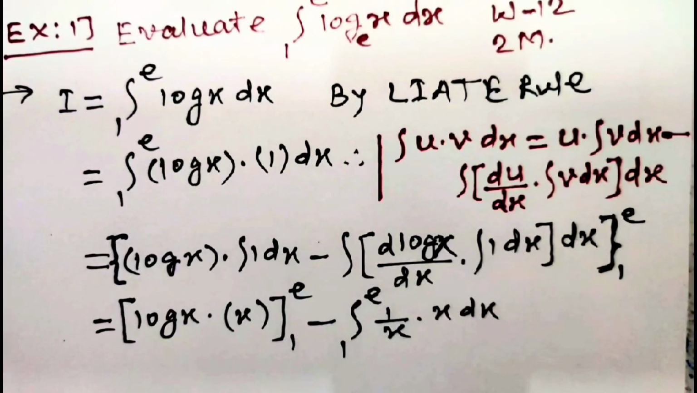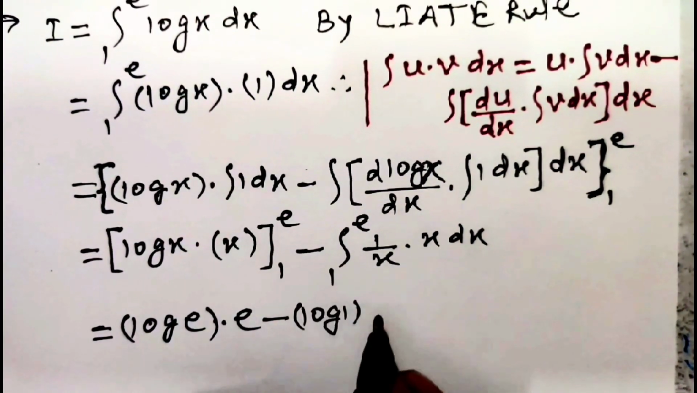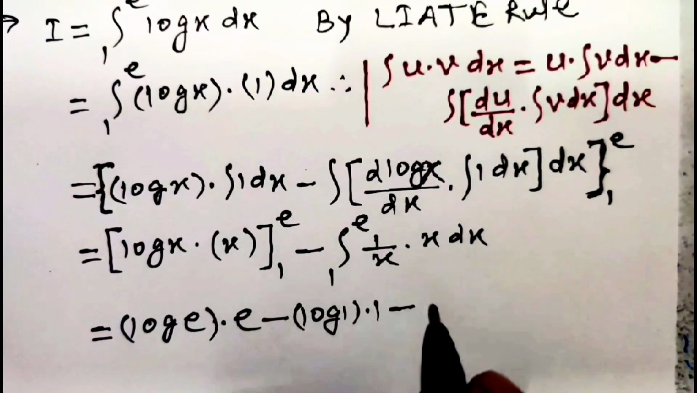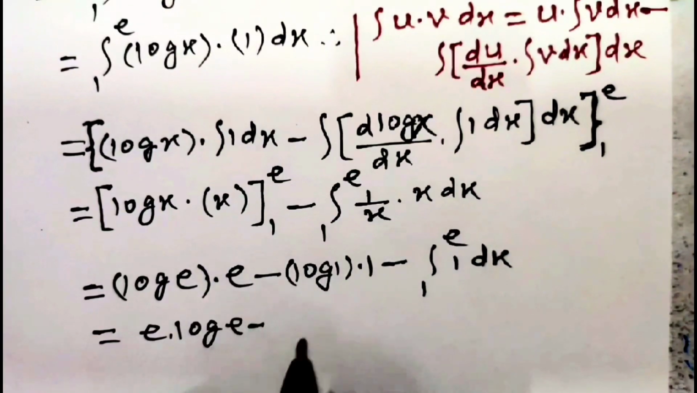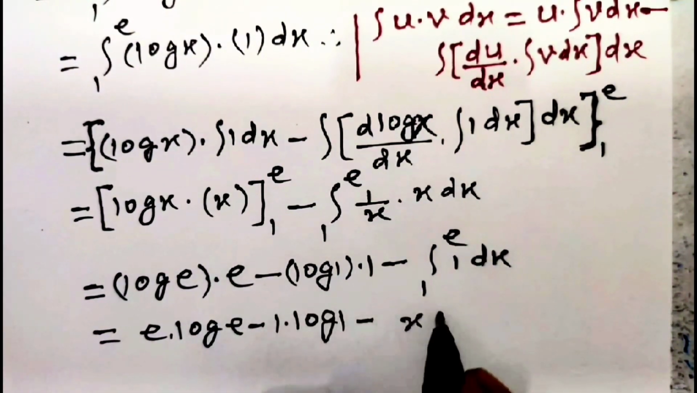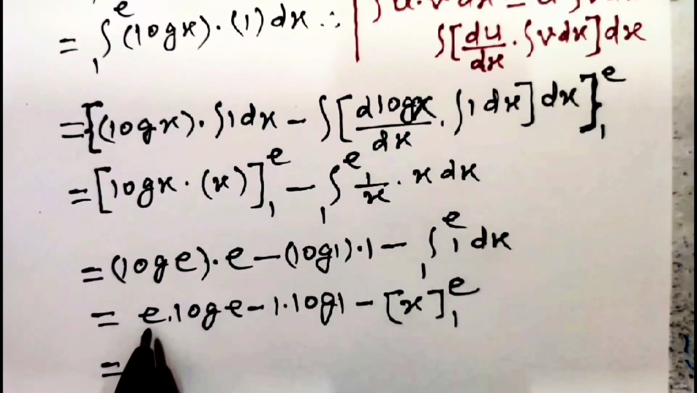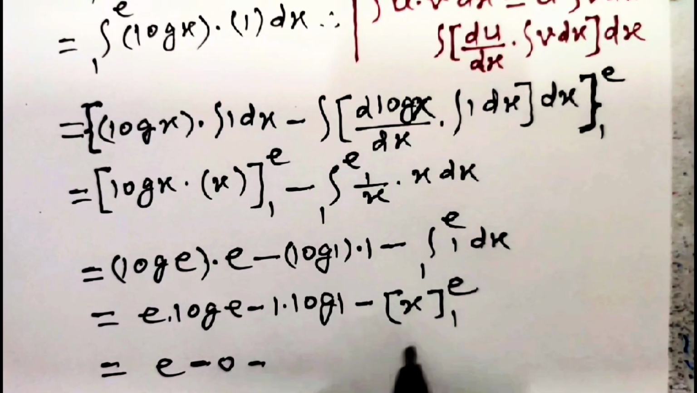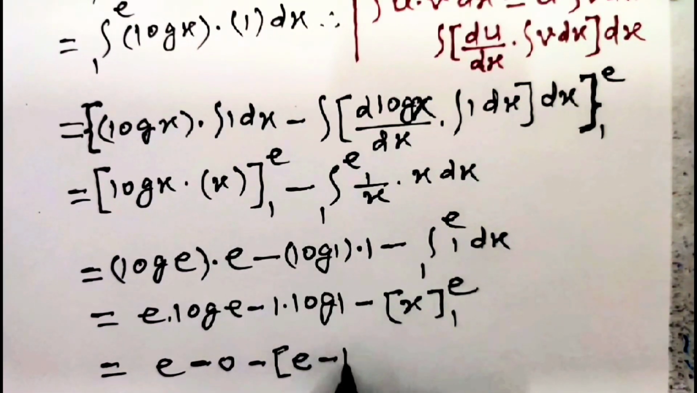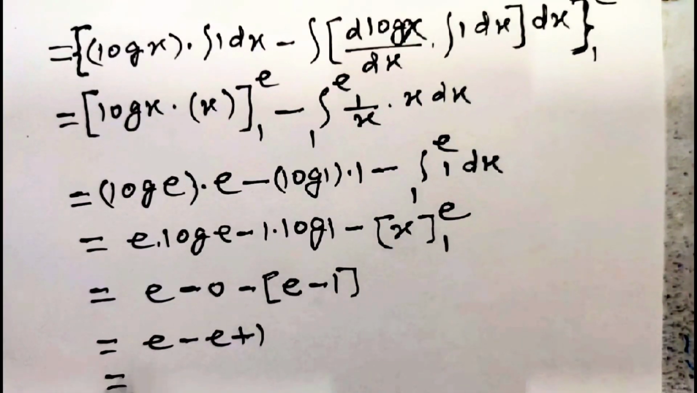First substitute the upper limit, this is equal to logarithm of e into e, minus substitute the lower limit, logarithm of 1 into 1, minus this integral, x gets cancelled, integral from 1 to e 1 dx. So this becomes e into log e minus 1 into log 1 minus x, and its limits are from 1 to e. So this is equal to, log e is equal to 1. So e into 1 is e, minus log 1 is 0, 0 into 1 is 0, minus substitute the upper limit first minus the lower limit. So this is equal to e minus e plus 1, and finally e gets cancelled, remains 1, hence I is equal to 1.